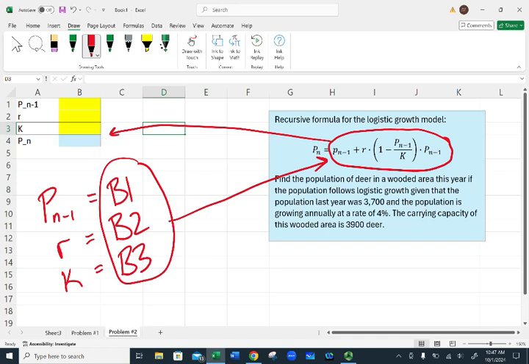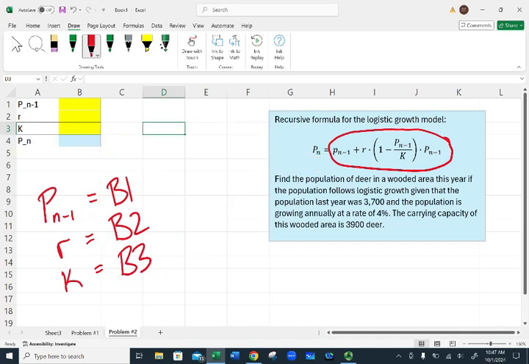All right, let's get rid of some of this writing. Okay, so in the blue cell, I'm just going to go left to right, typing in that equation. So the first thing I see is Pn-1. So that's going to be equal the location, B1. Then I see a plus R. So I'll type in plus location of where R is going to be. Then I see multiplication, so that's shift 8, that's the asterisk. Then I see parentheses. Then I see 1 minus, so I'll type in 1 minus.